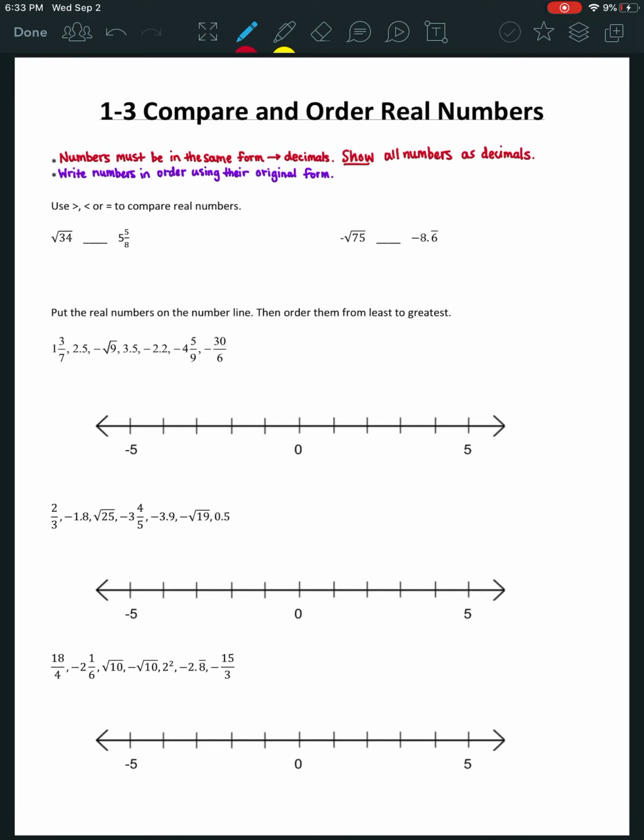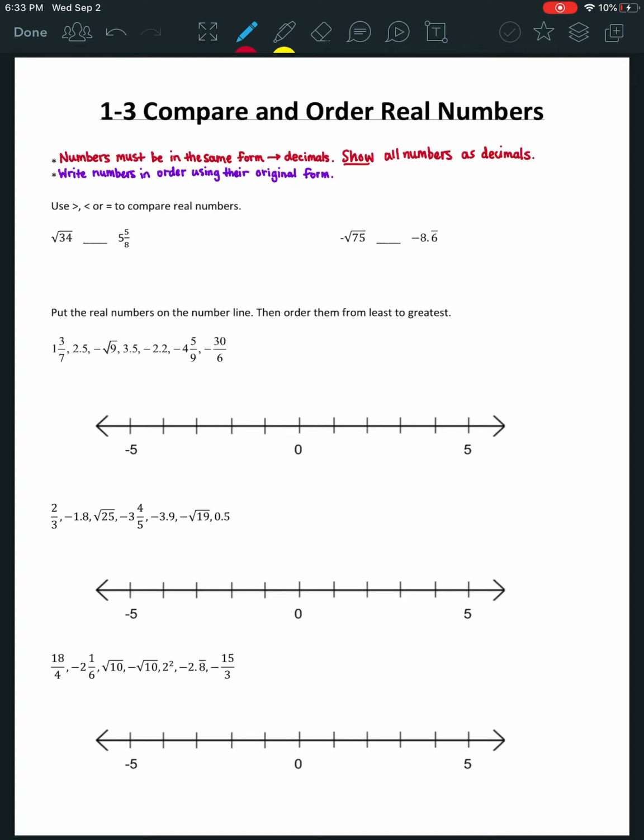Today's lesson is on comparing and ordering real numbers. We're going to get a list of numbers that are maybe decimals, fractions, square roots, and mixed numbers, and then we want to put them either least to greatest or greatest to least. So always read to make sure you know which way we're ordering them.